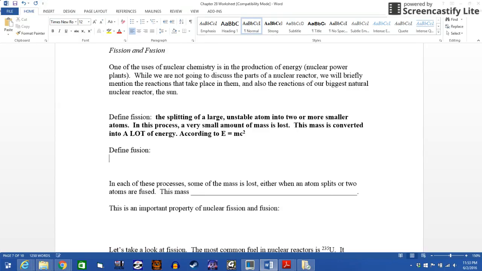Fission, the split, kind of like binary fission. You remember bacteria splitting, binary fission, an asexual reproduction method. So fission means split, and that's what you got.